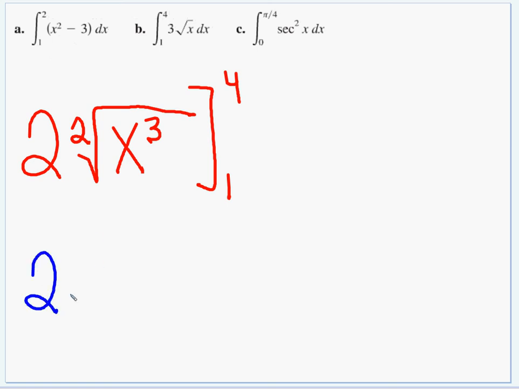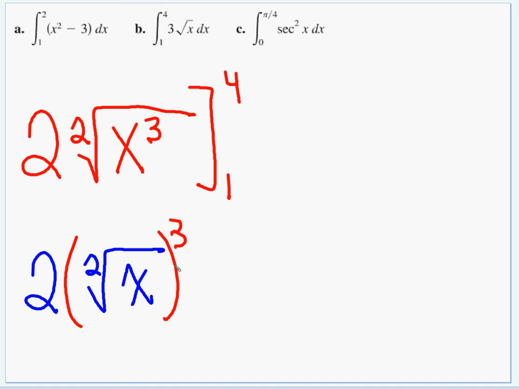We got our 2, and then we're going to have a square root of x, but you know that cubed that's under the radical with the x. Through the properties of exponents, we could move that cubed out of here and put it out here. It's not going to hurt anything. We'll still get the same answer, and it's going to be a little easier to evaluate.